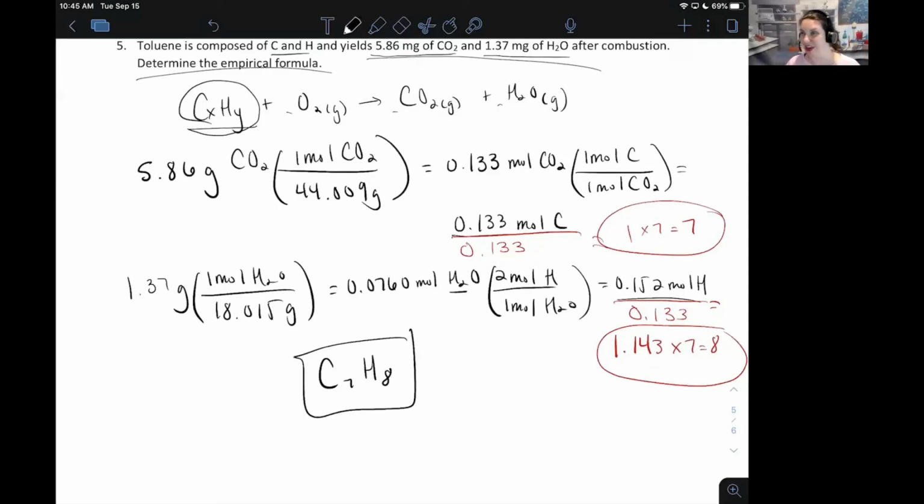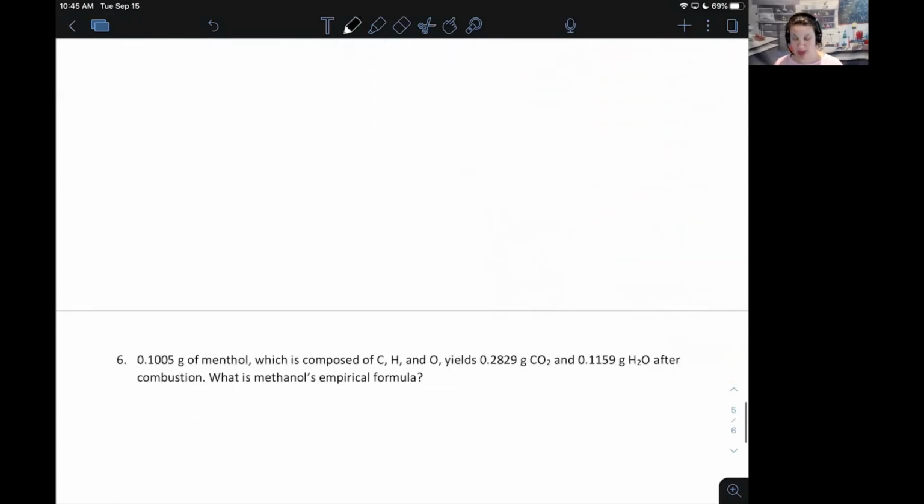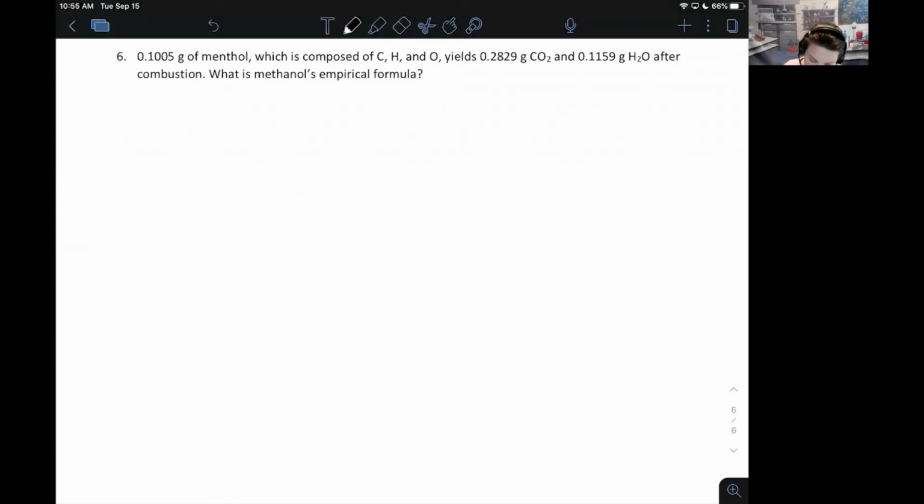So this is a little bit trickier. But if you see something like this, just keep trying numbers that you can multiply by in order to get to a whole number. And don't be discouraged. Let's try this last problem.